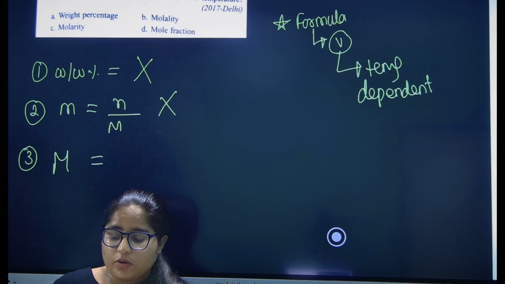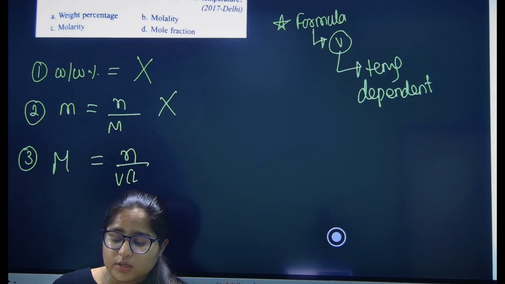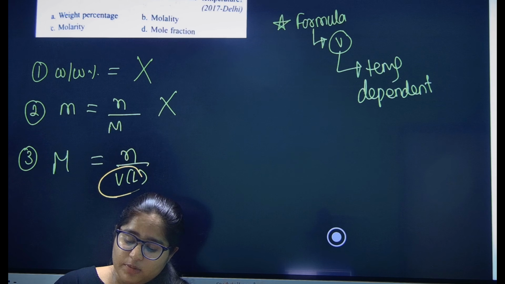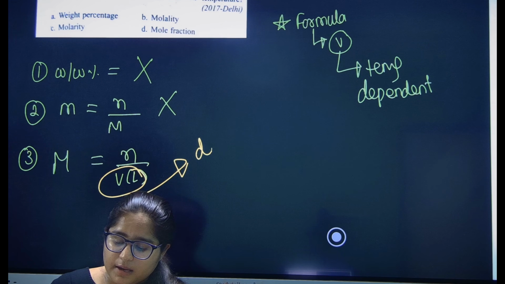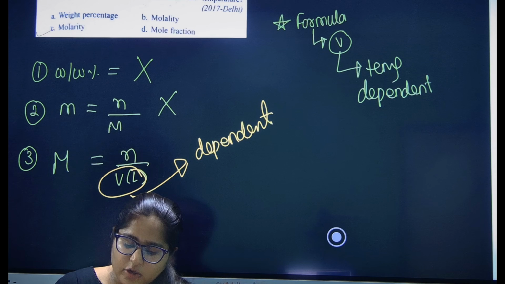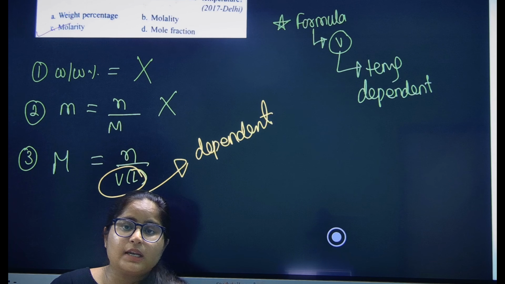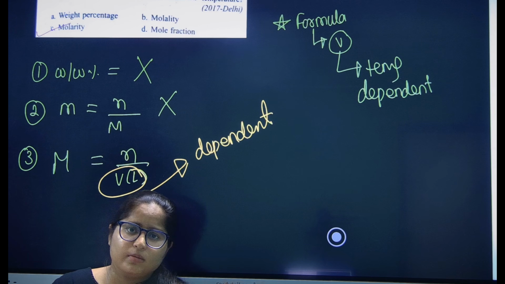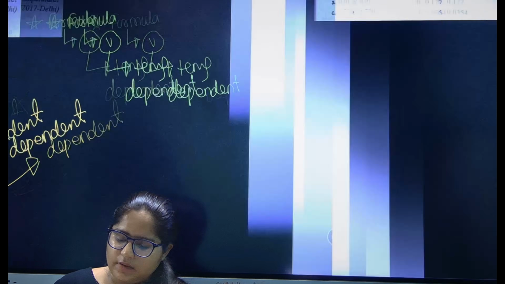Third option, molarity. What is the formula? Mole by volume of solution in liters. Mole but kilo volume. If volume is coming in the formula, we will say ma'am it is temperature dependent. So third option will be the right option. Fourth, let's say mole fraction. Mole fraction also we know is a ratio of moles, right? So mole, mass. It does not contain any volume term.